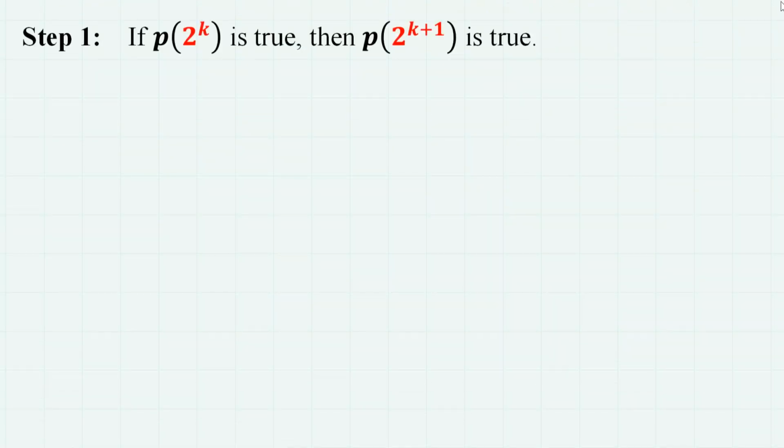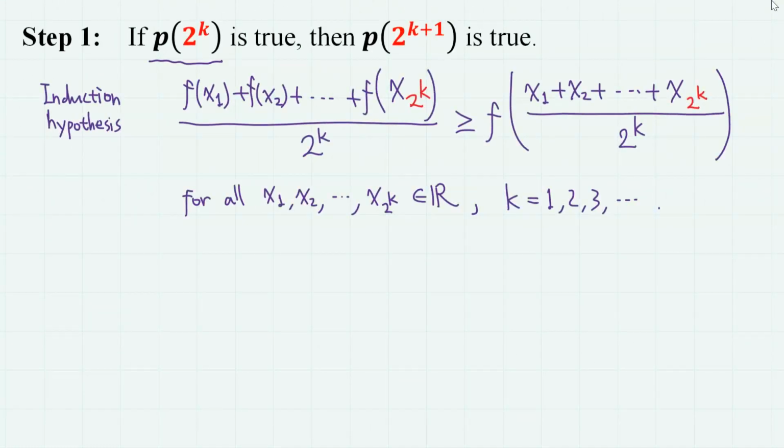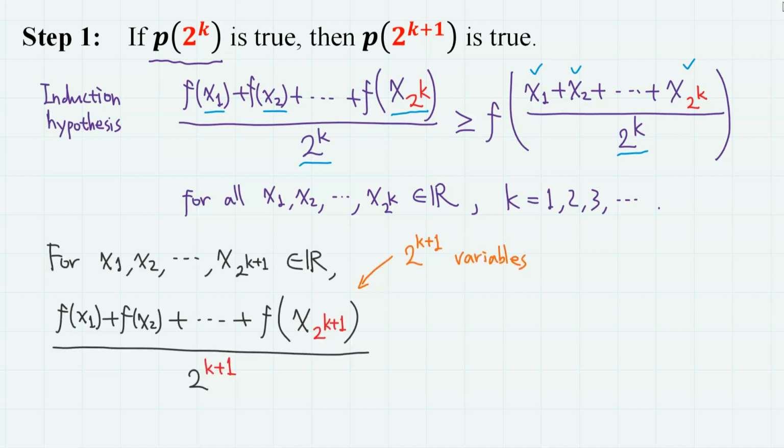So the first step, here we have this induction hypothesis P(2^k), which assumes that (f(x1) + f(x2) + ... + f(x_{2^k}))/2^k is greater than or equal to f((x1 + x2 + ... + x_{2^k})/2^k). With this induction hypothesis, let us tackle this expression, which has 2^(k+1) variables.